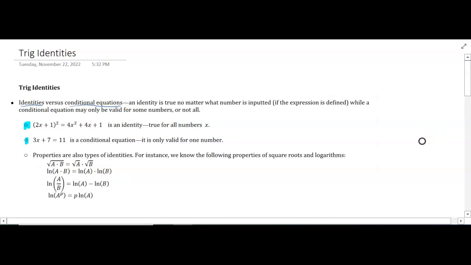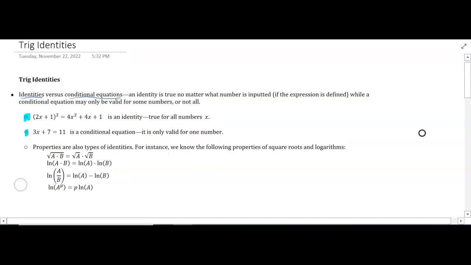Some familiar properties that we know about, we can also think about as identities. So we know we can take the square root of a product and rewrite that as the product of the square roots. We know some properties about logarithms. Assuming those values are defined on the left and right hand sides, those are true for all of the numbers for which they're defined. Again, those are identities or facts.